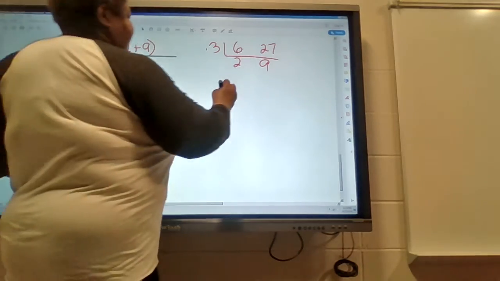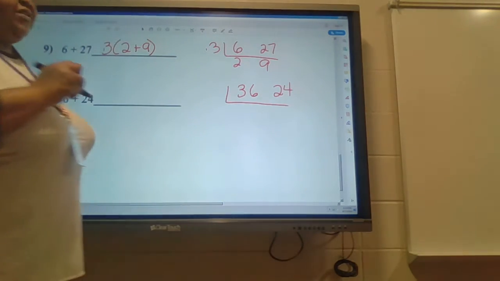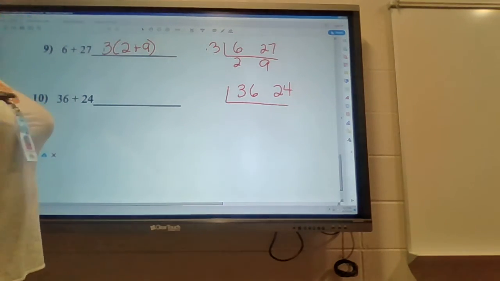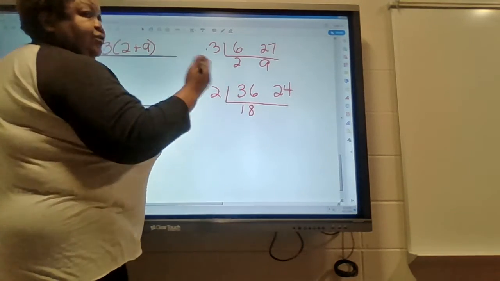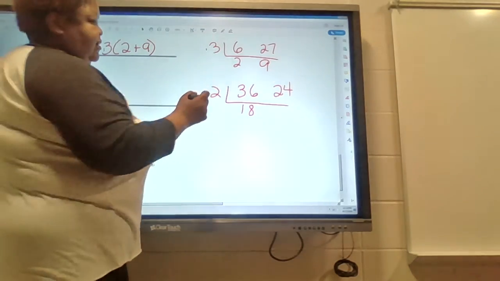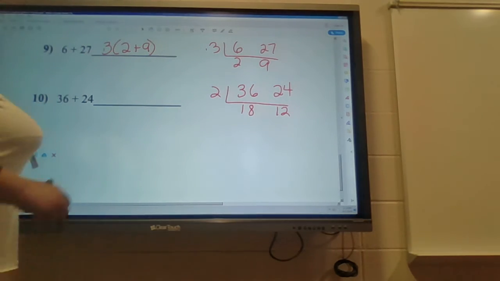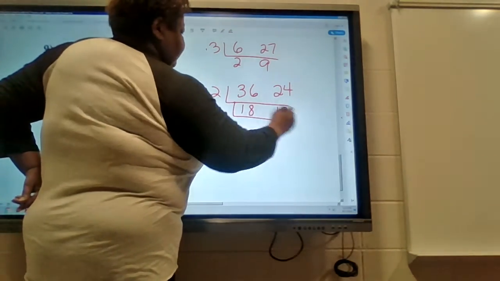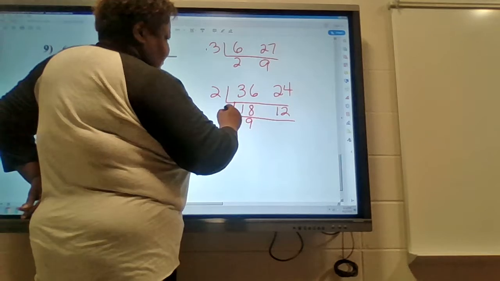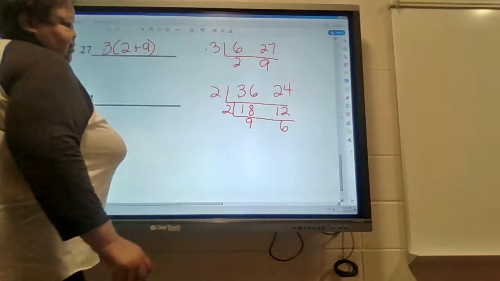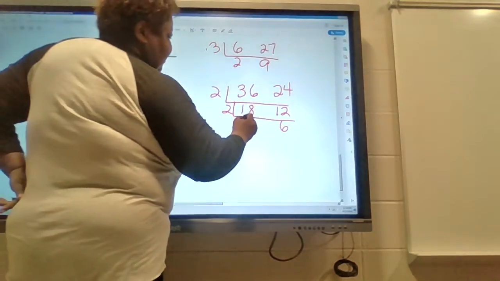So our last one, 36 plus 24. Let's see. They're both even. So let's try 2. 2 goes into 36 18 times. You can do division off to the side to check that. 2 goes into 24 12 times. Well, I still got two even numbers, so let's try 2 again. 2 goes into 18 9 times. 2 goes into 12 6 times. So I have 9 and 6, and both of those are divisible by 3, so I'm not done yet.